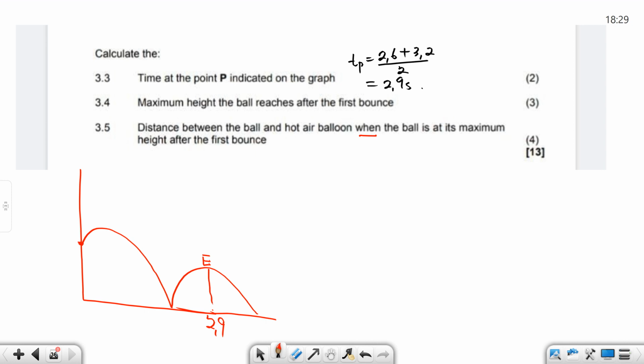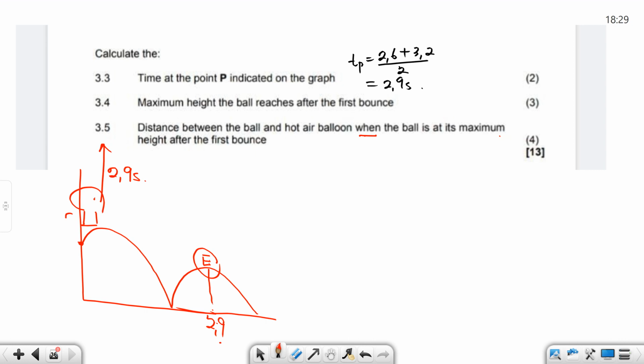Remember, the ball was released from here, right? But what was happening to our hot air balloon? It kept moving. Remember, it was rising constantly, right? It kept rising. Is that okay? So it took 2.9 seconds for the ball to reach that maximum height. It means the hot air balloon has also traveled for 2.9 seconds, because we started counting when the ball was dropped.